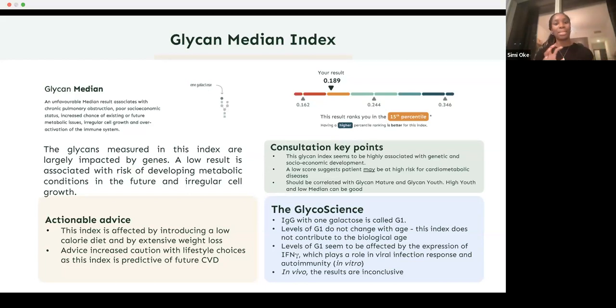And so glycan median is one of the ones that you have to look at with a bit more of a critical eye, and look at it in context of the whole picture as opposed to just as a singular index. We know that this index in particular tends to be affected by genetics. I have a couple of case studies that I'm going to share with you, but we know that when you have clients who have a significantly high median and mature, so more on the inflammatory side, you are going to see there is a higher risk of metabolic syndrome and metabolic diseases.